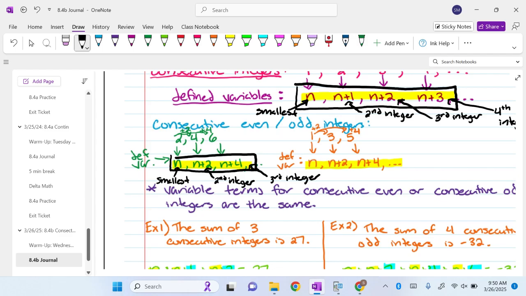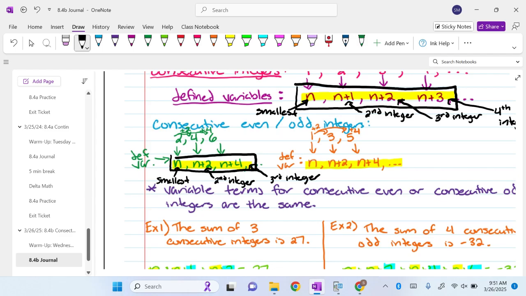On the opposite end with odds, for example, if my smallest odd integer was 11, what's my next one? So what's my next odd number after 11? 13. How do I get from 11 to 13? You add 2. Good. So that's why you're adding 2 each time for your next integers with even or odd. It's the same for both. So whether you're doing even or odd, you're going to add 2 to your next integer.